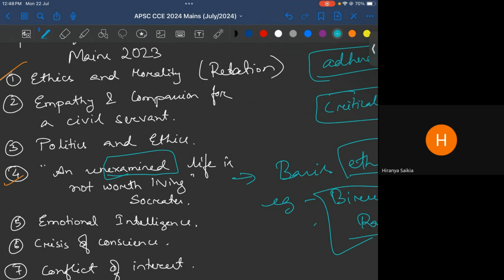Last time I think impartiality and non-partisanship was asked. So chances of the same theme repeating are there. You cannot deny it, but chances are less. So we should be ready with the other aspects of the syllabus which has the qualities that are required for a civil servant. So empathy and compassion.